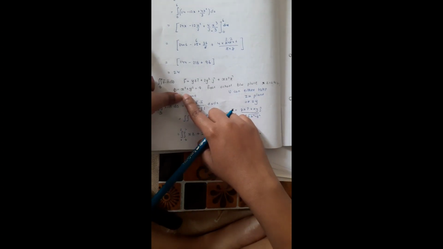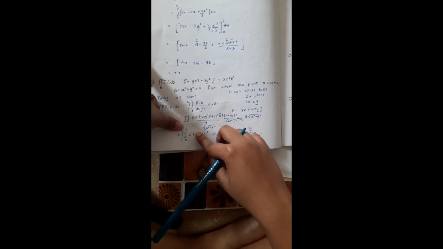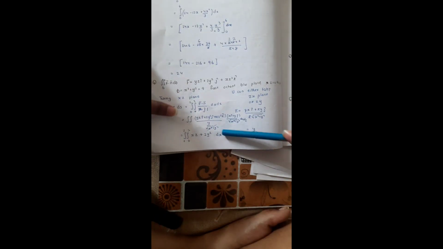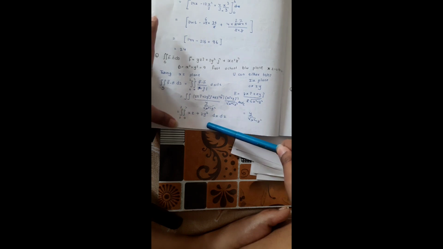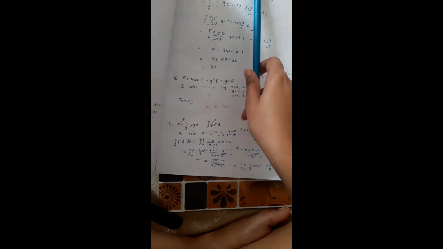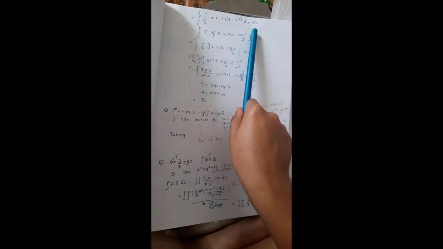So what would be the limits of x? It would be from 0 to 3. Okay, so x limit is from 0 to 3, z limit is from 0 to 2. Then simply I have substituted it, done some cancellation, and then finally substituted the value of y square as 9 minus x square. See, y square as 9 minus x square. Then done our simple calculation as we do, and then finally got the answer is 81.